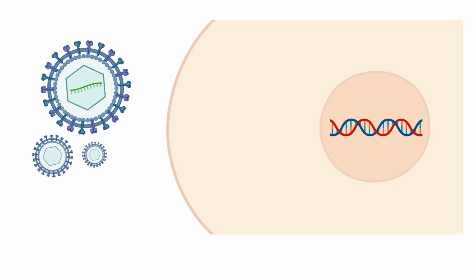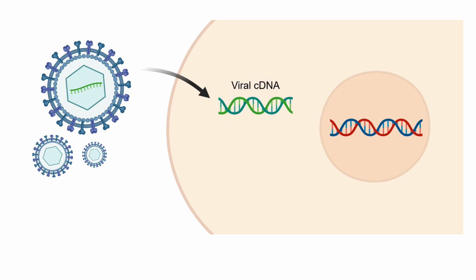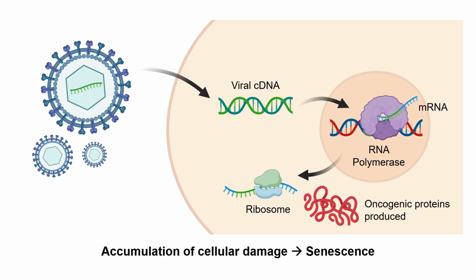For example, when retrovirus infects target cell, the genomic information of a retrovirus is stored in single-strand RNA, and reverse transcriptase, which is also carried by the virus, makes complementary cDNA for the viral gene. Eventually, the double-strand gene is integrated into the host genome, and then those genes can be expressed by RNA polymerase, and eventually it makes a large amount of oncogenic proteins. This accumulation of cellular damages by the oncogene protein can induce the senescence.